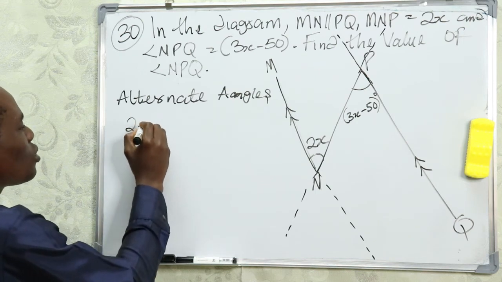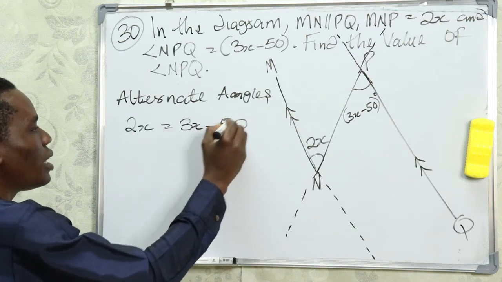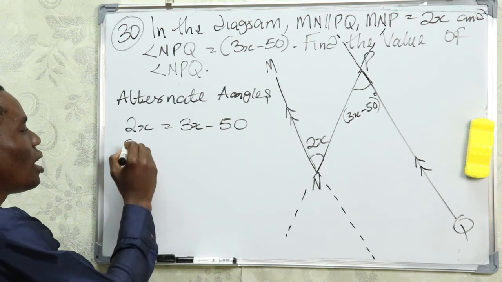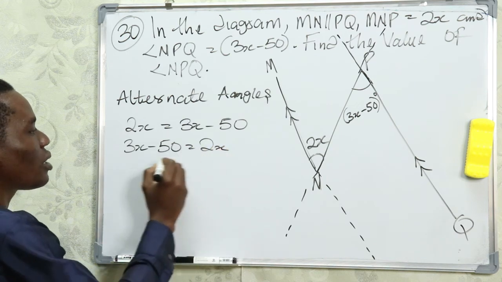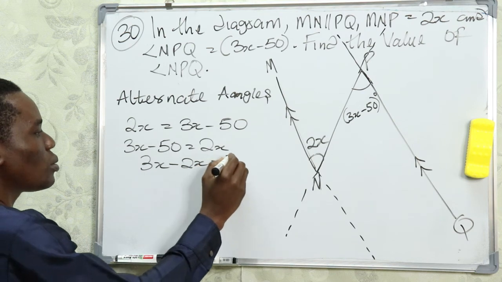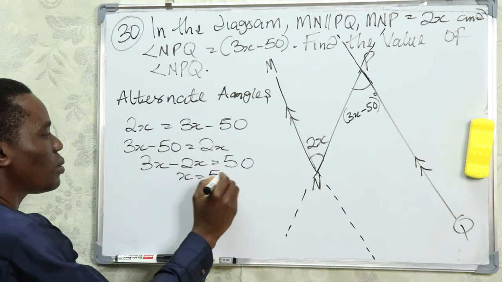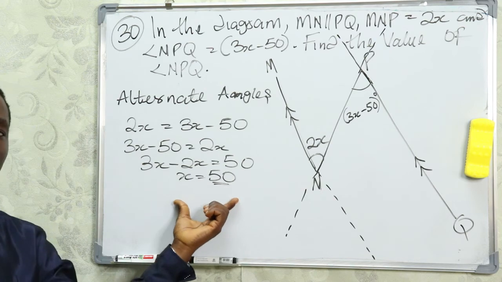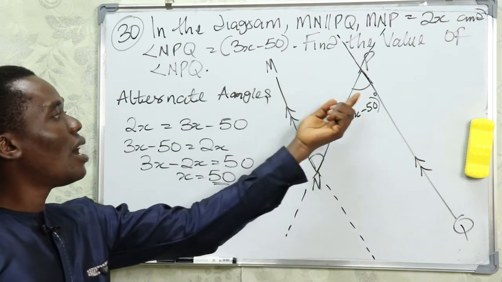So we can say 2x now is equal to 3x minus 50. So if we simplify this, we are going to have 3x minus 50 equal to 2x. And so 3x minus 2x will be equal to 50. So our x will be equal to 50. So this is not the value we are looking for. We are looking for the value of P, and so if the value of x is 50, we are asked to find angle P.